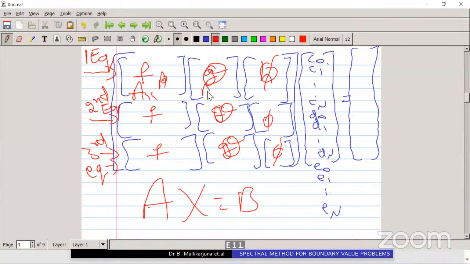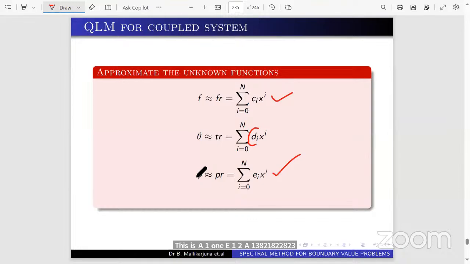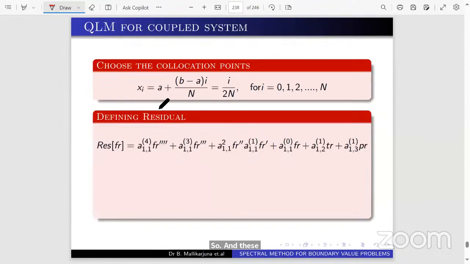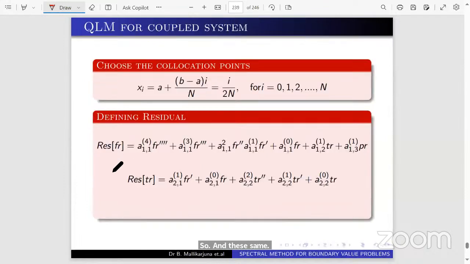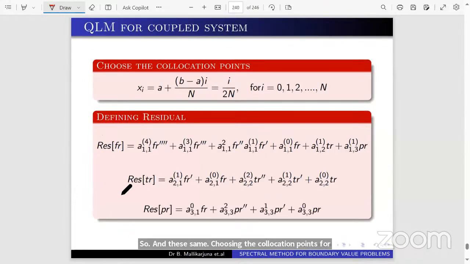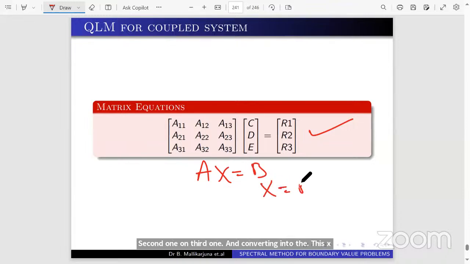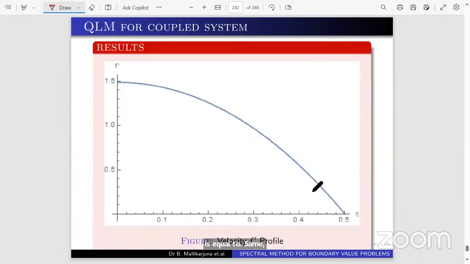This is A11, A12, A13, A21, A22, A23, like that. And the same way, choosing the collocation points for all, find the residual function for the first one, second one, and third one, and convert into the matrix. This is Ax equal to B. Same here also, X is equal to A inverse B.